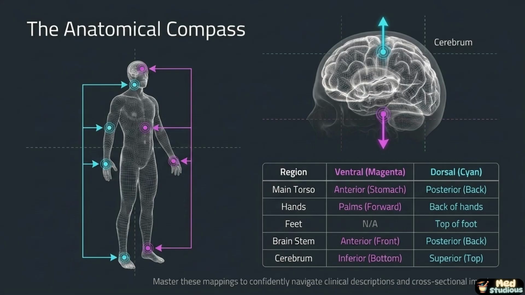But for the cerebrum, the axis shifts 90 degrees. Dorsal becomes superior and ventral becomes inferior. Master these 5 regional mappings and you'll navigate every clinical description, every anatomical diagram, and every cross-sectional imaging report with total confidence.